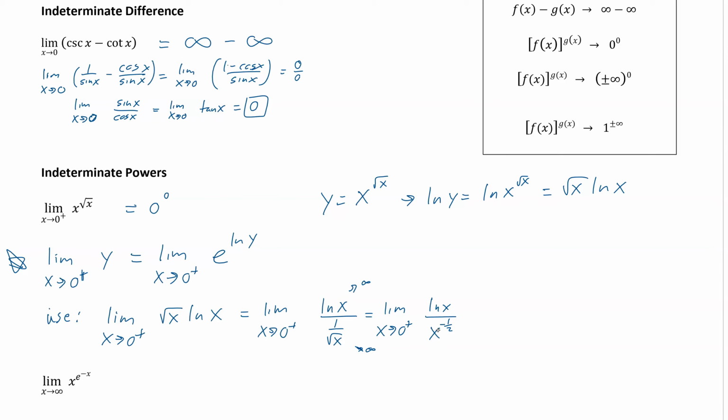So now we can take the derivative. The limit as x approaches 0 plus, this would be 1 over x. This would be negative 1/2 x to the negative 3/2.